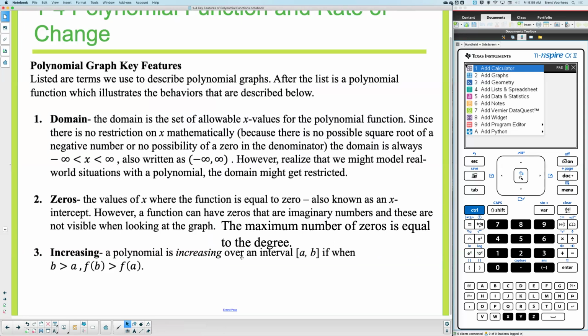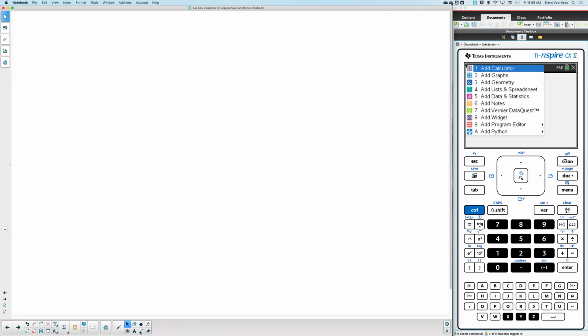The maximum number of zeros is equal to the degree. Okay, that's going to be a key thing that's very important to understand. It doesn't have to have all the zeros, but it cannot have more than the degree. It's impossible to have more than the degree. So here are 3 examples to show you. To show you what this means, this is the only vocabulary word that I think I'm going to draw attention to.